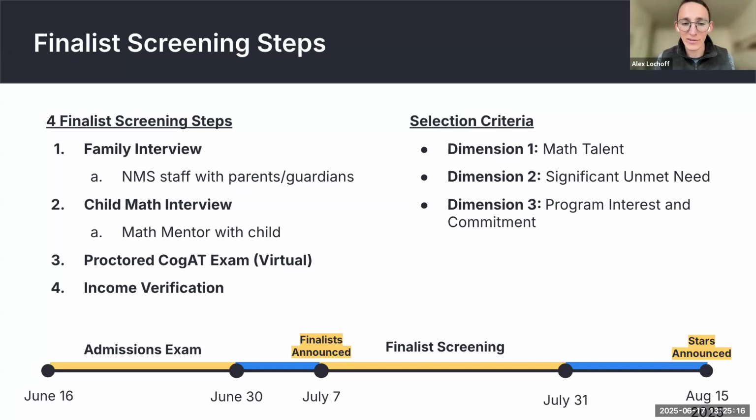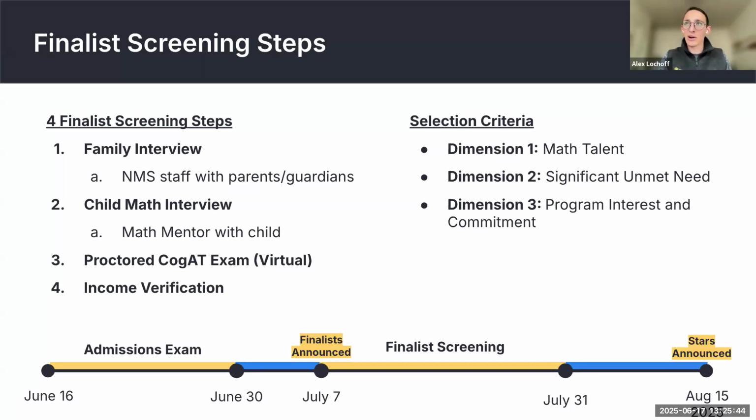We will have an additional test for finalists, and we will have a form of income verification. All this comes together to help us select the students we accept. When we make these decisions, we consider these 3 criteria on the right-hand side of the screen. First, we're looking for math talent. As I said before, we're looking for students who bring 1 in 1,000 levels of math ability.